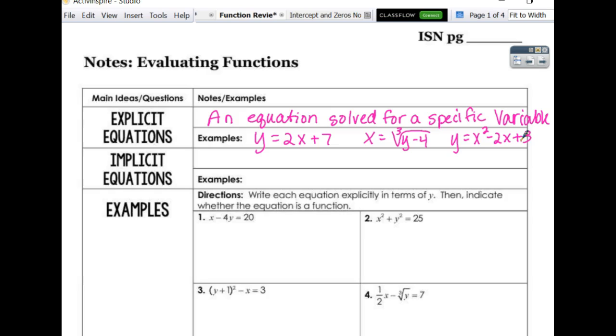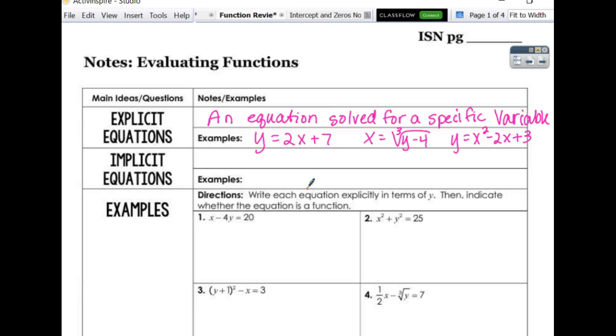So in each of the three examples we solve for a specific variable. We solve 2 for y and 1 for x. So if I graph this, y equals 2x plus 7, what would that graph? It would graph what? A line, right? It would always graph a line. Is a line a function? Always.